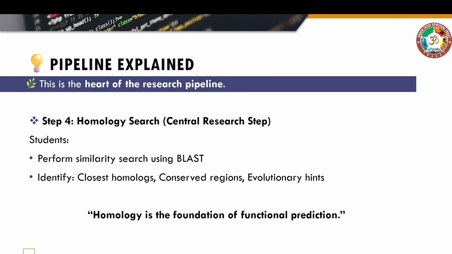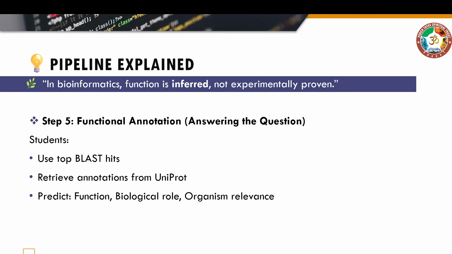So we find the similar sequences to identify what our sequence of interest is, what it is, what its function is. Okay, then we have step 5. Step 5 is about the functional annotation. Using the top BLAST hits, we have already learned why we always use the top hits of the BLAST. So using the top BLAST hits, you will retrieve annotations from UniProt.